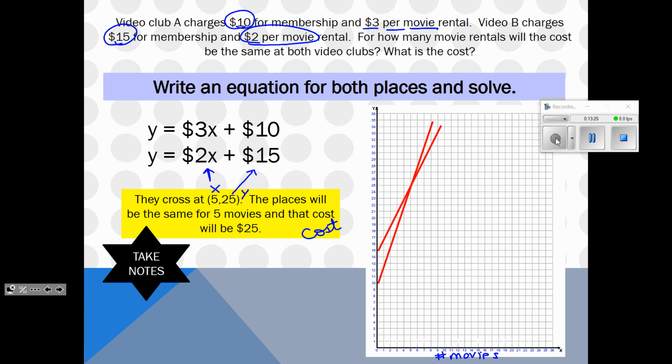Now where would it be more expensive and less expensive? Well, if you wanted to rent less than 5 movies, you would want to go with the one with the y-intercept of 10, which is this one. If you were going to rent more than 5 movies, this line here is less, so you would go with this one, which was the one that had a membership of $15. So not only does it tell you where they are the same, but you can also tell, based on the number of movies that you're going to rent, which is the better deal. And we all like to have better deals.